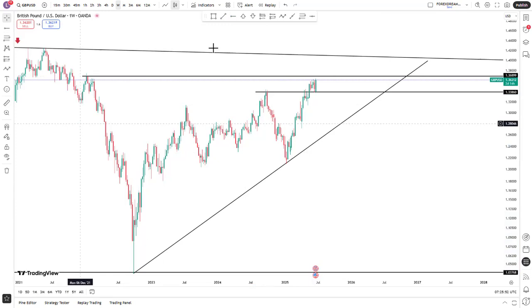If you pay attention to the left-hand side, here is your resistance. I want to highlight the resistance. Now the market is approaching the same resistance. This is the weekly time frame. This is the resistance.